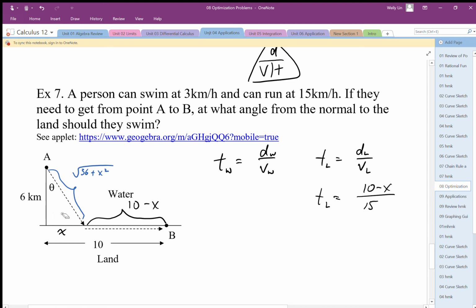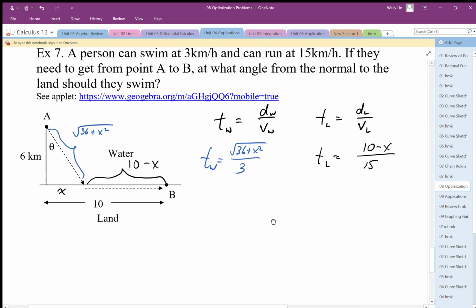Now notice that I'm doing it in terms of x and not theta. I could do it with theta, but it's probably easier to do with x, and once I find x, I can just find theta by using, in this case, probably arctan. So my time on water is going to be the distance on the water, the square root of 36 plus x squared, over the velocity on the water, which is 3. And I want to minimize that total time.